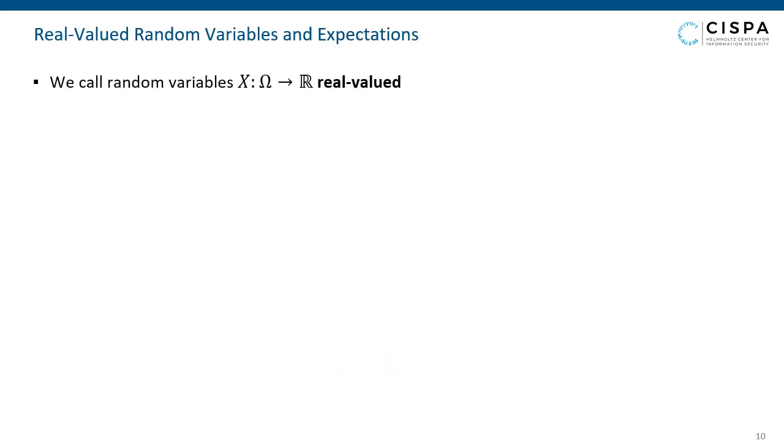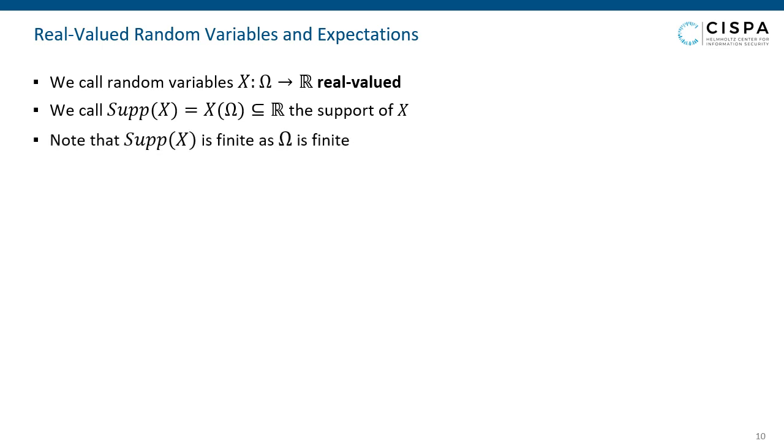So now we turn to the important case of real valued random variables. We call a random variable x real valued if it is supported on the real numbers, or if the values that x assumes are a subset of the real numbers. And we call the set x of omega, or the set of possible values that x assumes, the support of x. Since omega is finite, the support of x will also be finite.